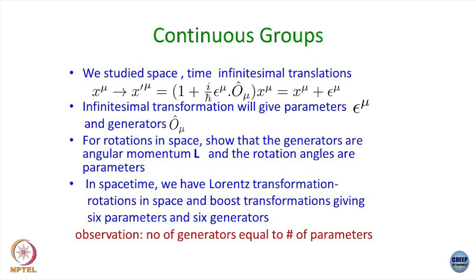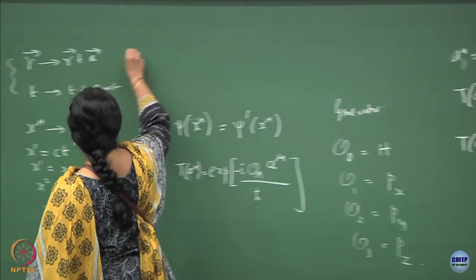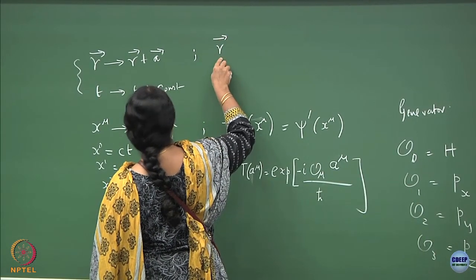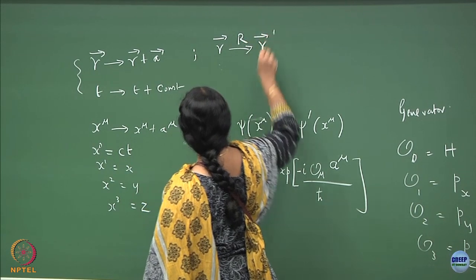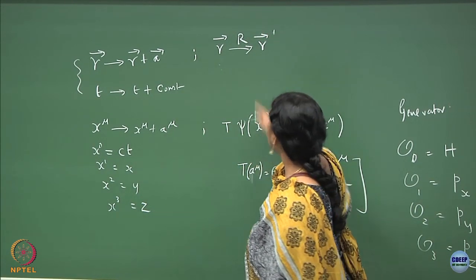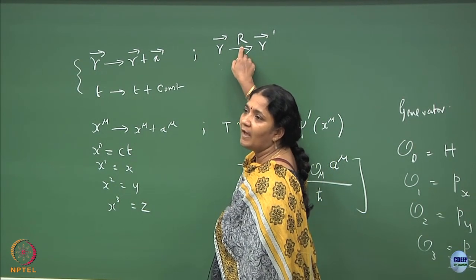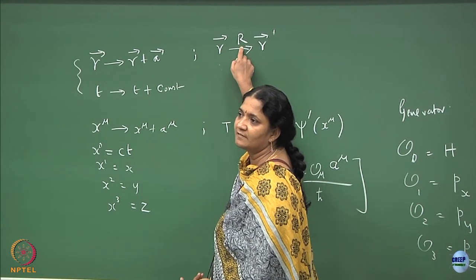For rotation in space, you have to show that the generators are the angular momentum. So, we already saw for translation the generators were linear momentum. So, redo this exercise for rotation. What is rotation going to do? You have a vector r and you do a rotation operation and it gives you an r prime, right? And the rotation will depend on an angle and a choice of an axis, right?